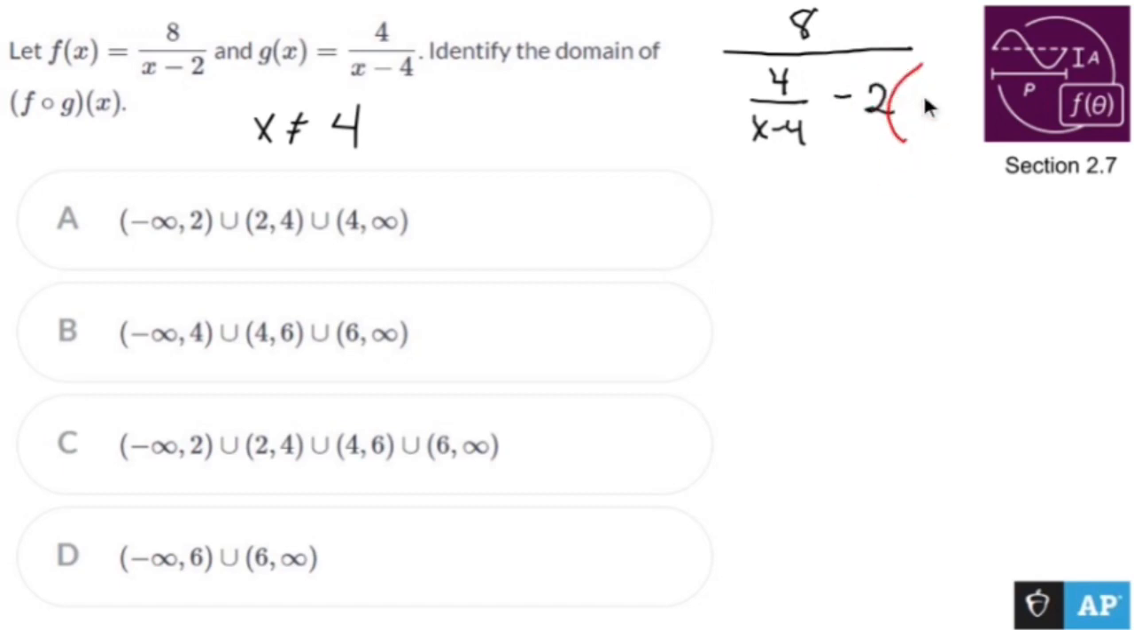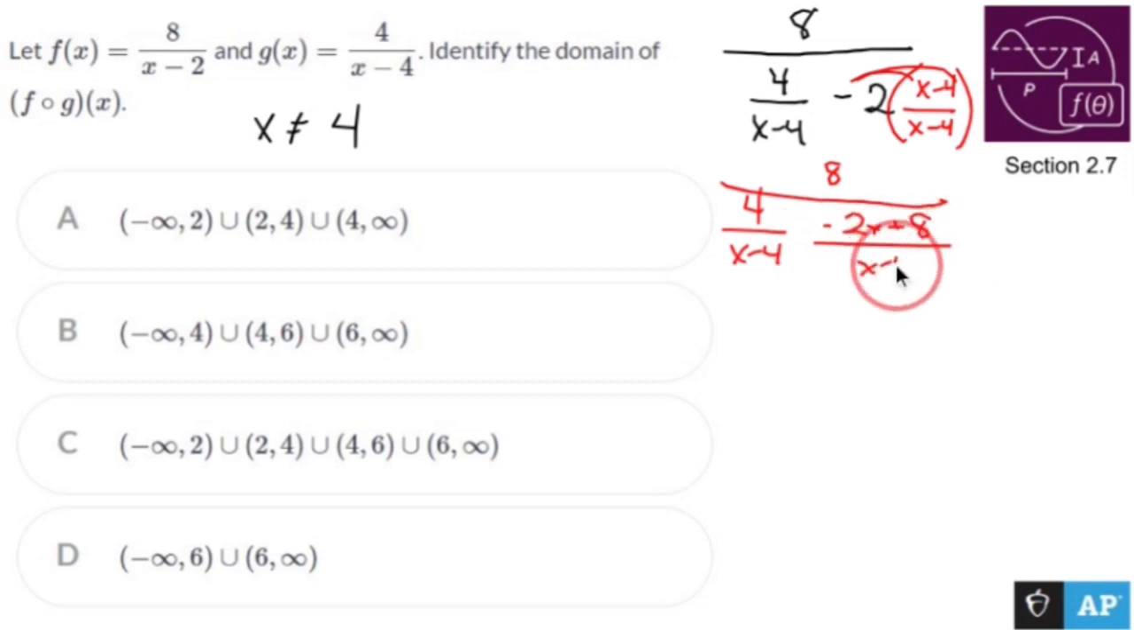I'm going to multiply this guy by x minus 4 over x minus 4, distribute, and that gives me 4 over x minus 4. By the way, 8 is still on top. I don't know why I forgot to write that out. 8 is still on top. Distribute that, you get negative 2x plus 8 over x minus 4. Now, since I distributed the negative 2, you're adding here.